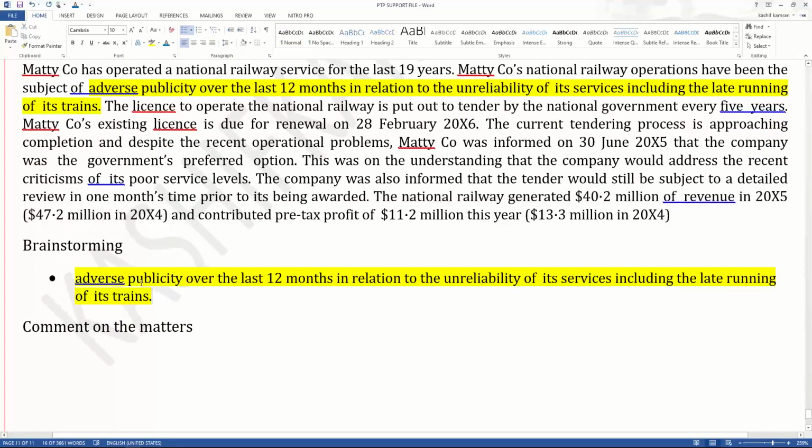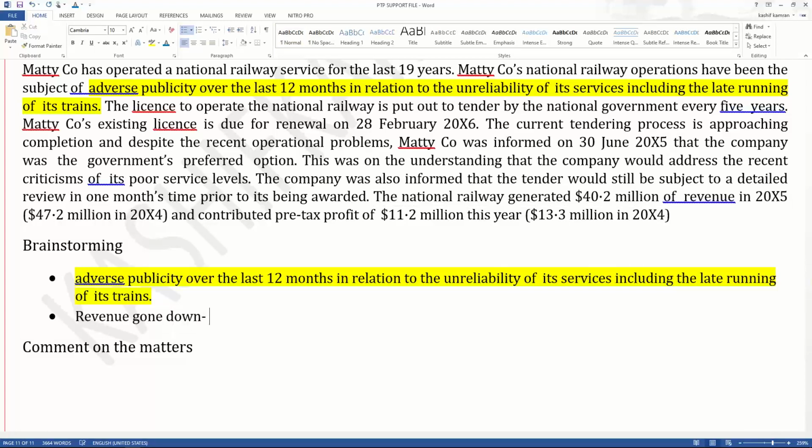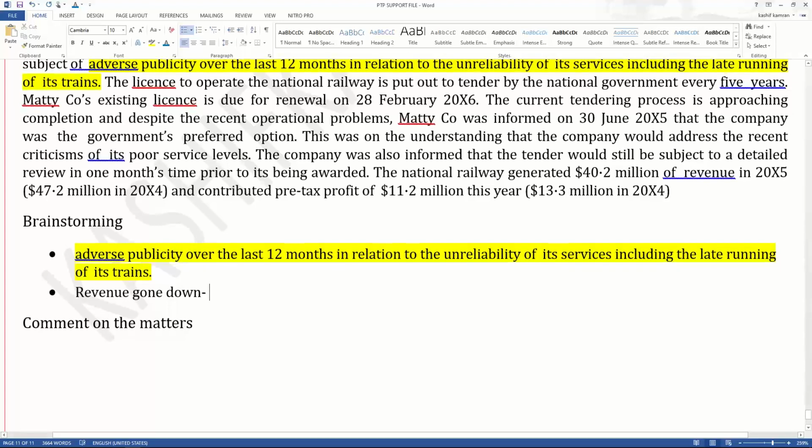Has their revenue gone down because of this adverse publicity? Can you find out how much the revenue has declined in the last 12 months because of adverse publicity? Can anyone find the percentage of revenue going down over here? See this? Last year it was 47.2 million. This year it's 40.2 million. Okay, the revenue has gone down by 14.83%. So does that mean the adverse publicity is having a negative impact on the financial numbers?